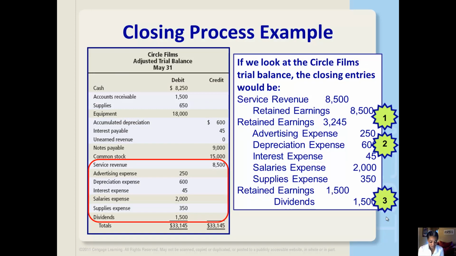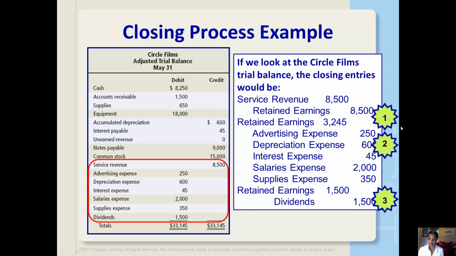Revenue, expense, and dividend accounts are temporary accounts, which means that they accumulate balances only for the current period. After the period ends and financial statements are prepared, all temporary accounts are zeroed out for the start of the next period, and their balances transferred to the retained earnings account. So this slide is showing you the 3 journal entries that we need to do this.